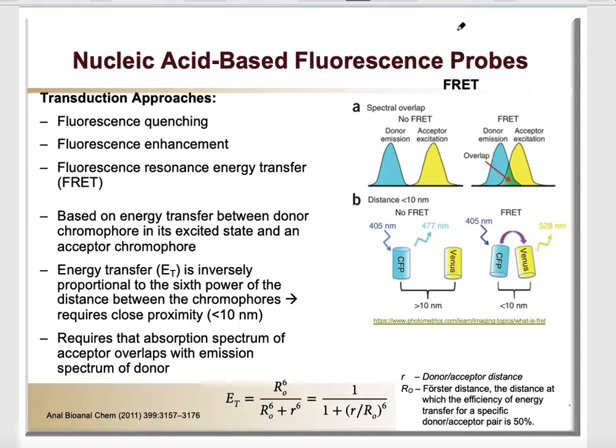Now, in terms of the transduction methods for nucleic acid-based biosensors, there are going to be two main ones. One of them is optical approaches, and the second transduction method is going to be electrochemical approaches. In these few slides, I'm going to focus first on the optical approaches. And so for optical detection of nucleic acid biosensors, we're going to be utilizing three main approaches.